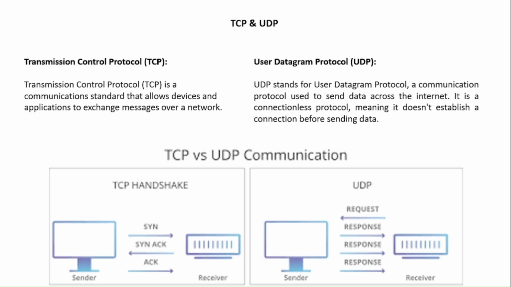Next is TCP and UDP. TCP stands for Transmission Control Protocol. It is a communication standard that allows devices and applications to exchange messages over a network. And on the other side, UDP. UDP stands for User Datagram Protocol, a communication protocol used to send data across the internet. It is a connectionless protocol, meaning it does not establish a connection before sending data, but TCP establishes a connection before sending data.